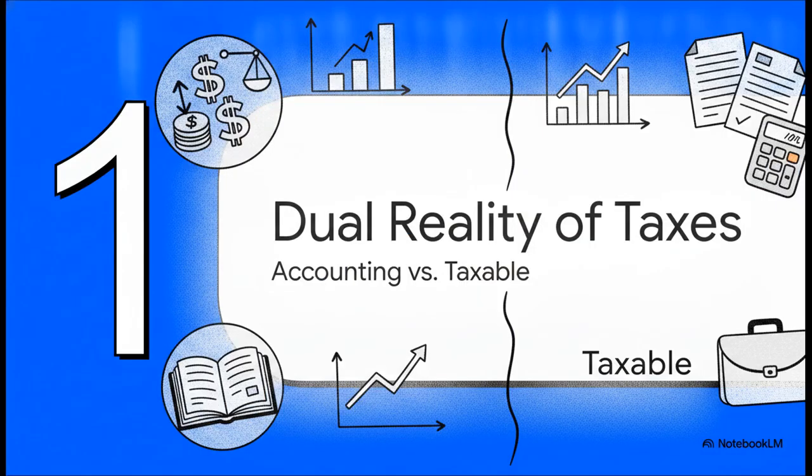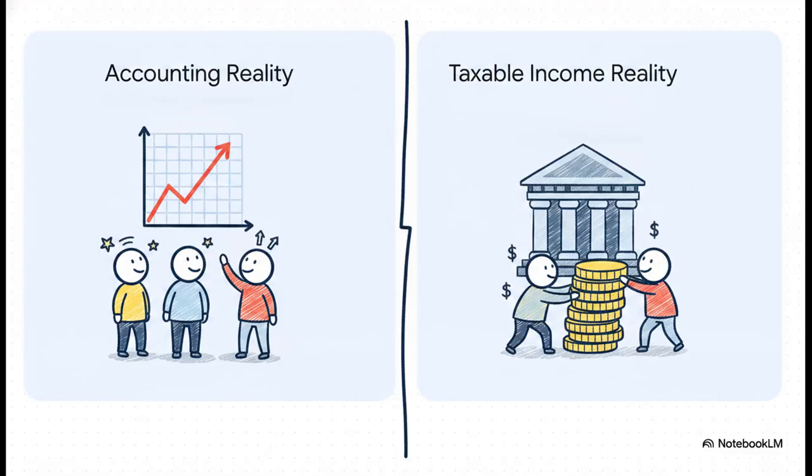All right, Section 1. The dual reality of taxes. Let's establish the core conflict at the heart of this accounting mystery. It basically comes down to accounting reality versus taxable reality. On one side, we have pre-tax accounting profit. This is driven by prevailing accounting standards, and it's meant to give investors an accurate picture of the company's performance. This is what drives the reported income tax expense on the income statement.